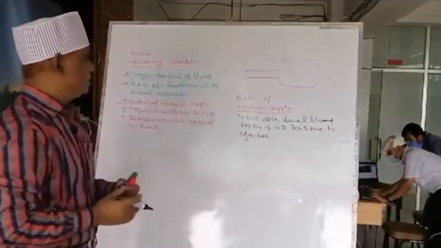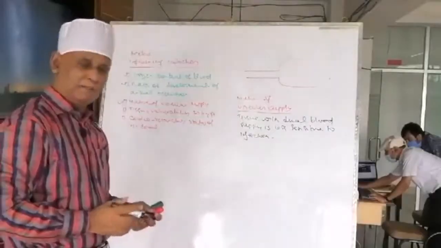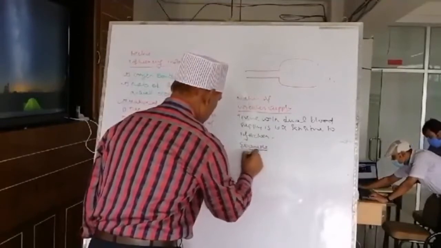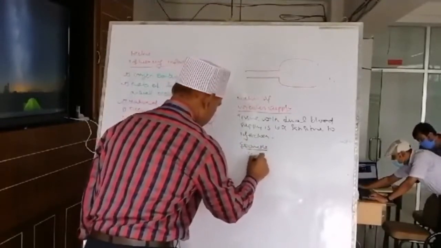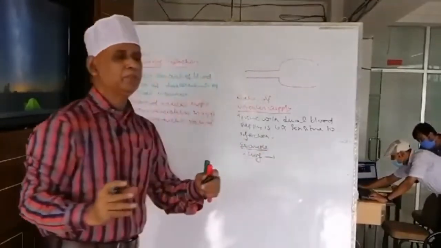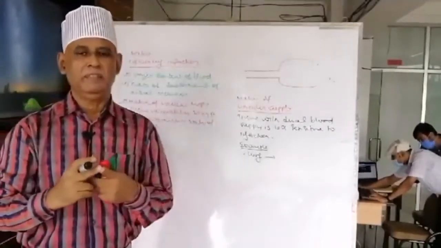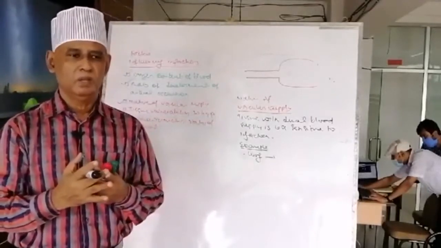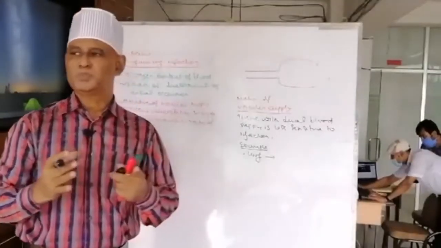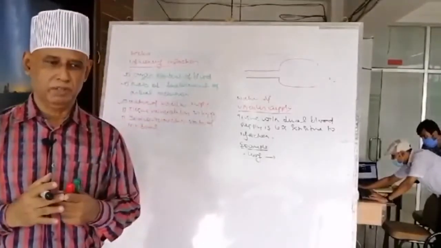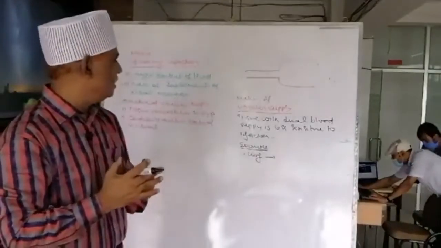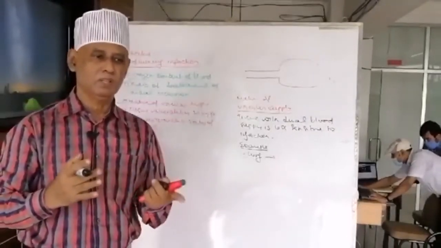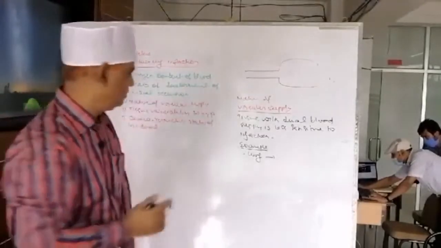Now come to examples of tissue with dual blood supply. One is lung. In the lung there is pulmonary circulation and there is bronchial circulation. So there is dual blood supply in the lung, and the lung is less sensitive to infarction because of dual blood supply.